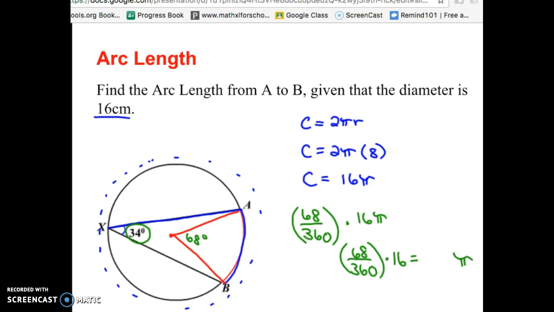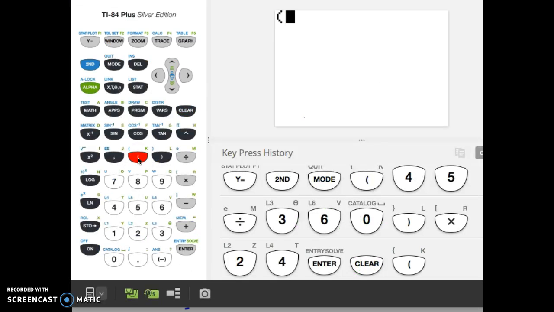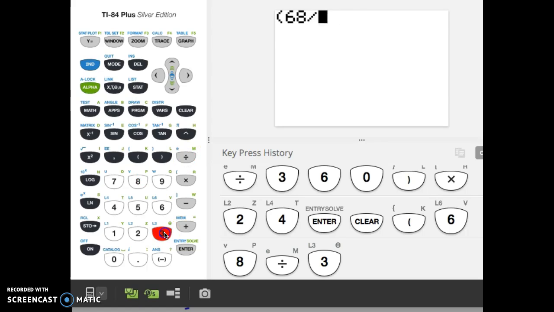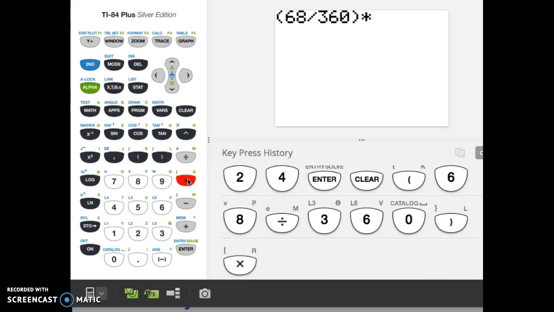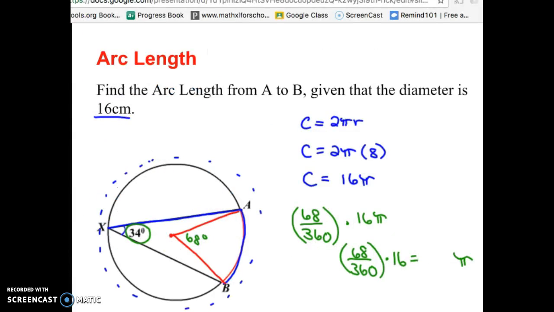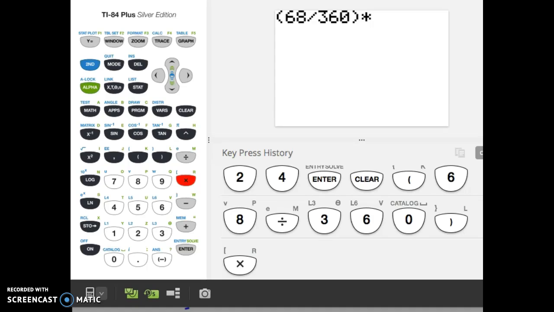Okay, a lot of them want pi in their answer, some of them don't. So I'm going to go ahead and do that on my calculator now. Okay, so I'm going to type in 68 out of 360 degrees is my arc part, and the whole distance around the circle we said was, let me look back real quick, 16. I need to multiply that by 16, so times 16. I'll hit enter.